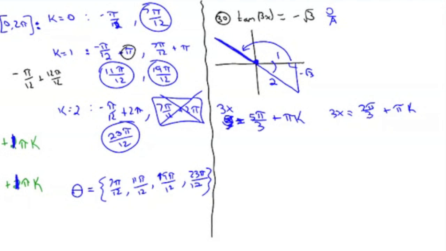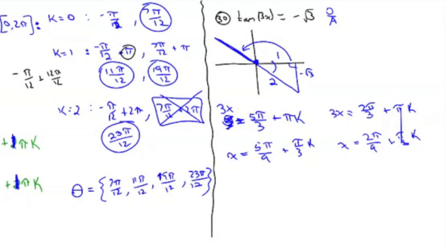Now you have two equations. You have to solve them both for x. Divide both sides by 3. And you get x is equal to, would it be 2 pi over 9? Yes, 2 pi over 9 here and over here 5 pi over 9. So 5 pi over 9 plus pi over 3k. Easiest way to write it. And over here it would be x equals 2 pi over 9 plus pi over 3k.